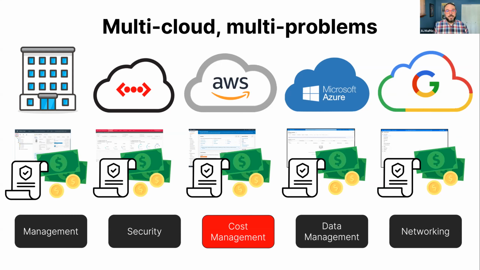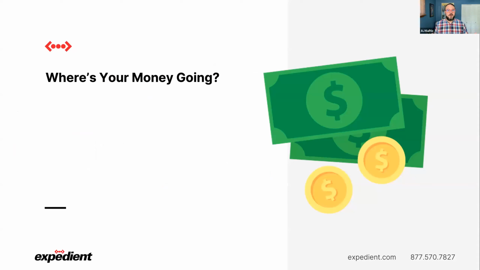cost optimization. That joke is there on purpose. And so what we want to do is figure out how to optimize our costs going forward. The problem is, in order to optimize our costs, we have to know where it's going. Where is our money going?